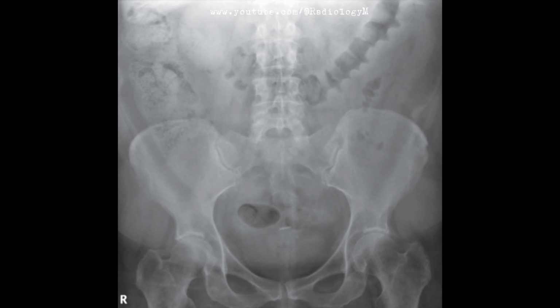Additionally, the lack of skip lesions and the continuous nature of the involvement from the mid-transverse colon distally without interruption are suggestive of ulcerative colitis rather than Crohn's disease, which typically shows segmental involvement.